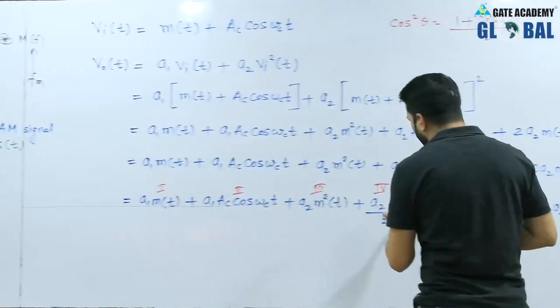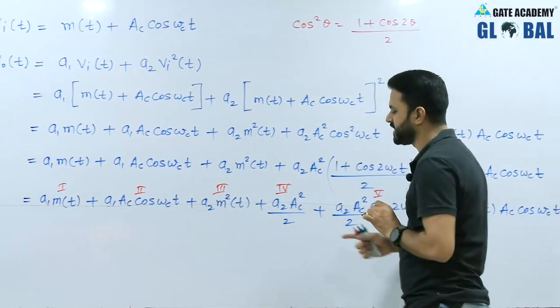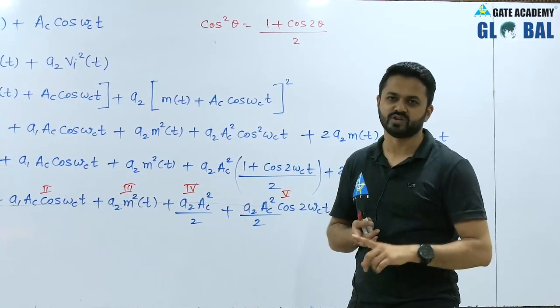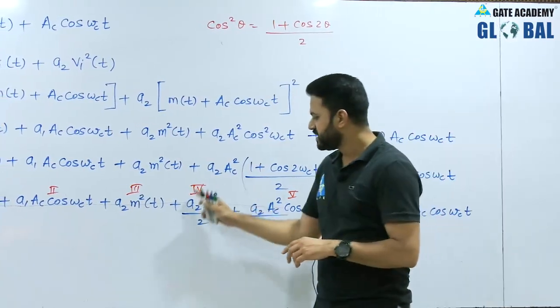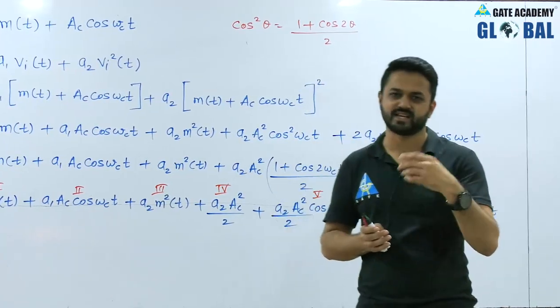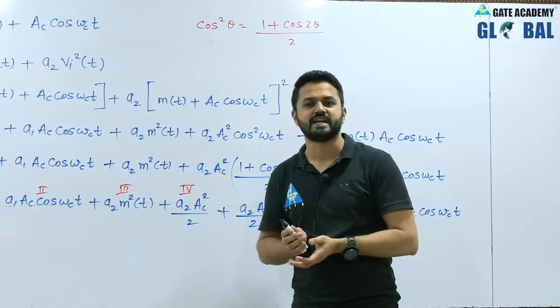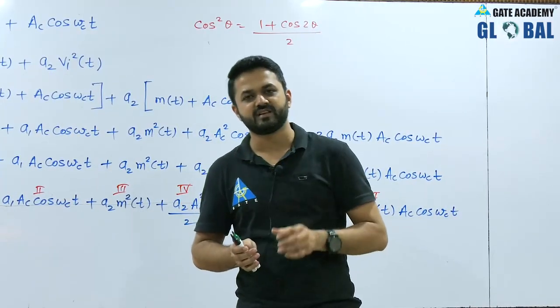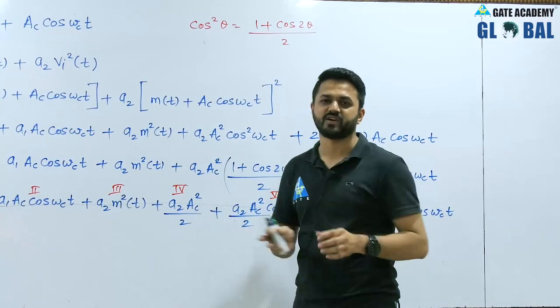Now this fourth term is a2 ac square by 2. That is a constant term: a2 is constant, ac is constant, 2 is constant. The Fourier transform of any constant signal or constant value is delta f, and delta f is nothing but the component having impulse at f equal to 0.